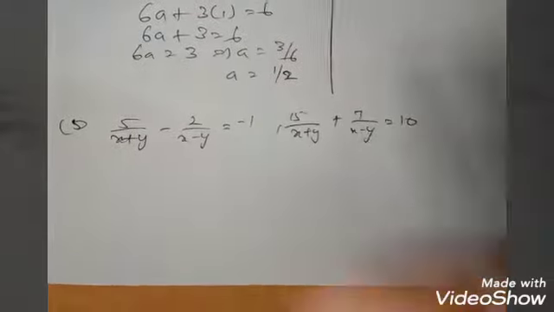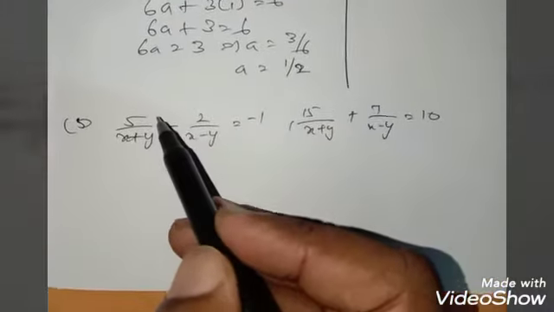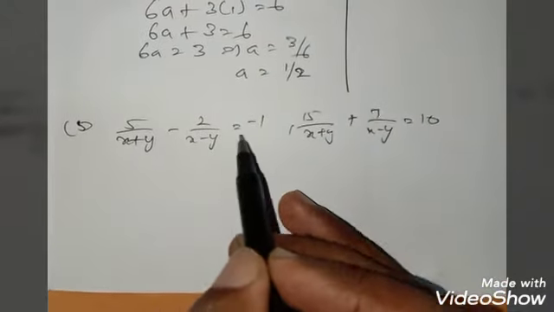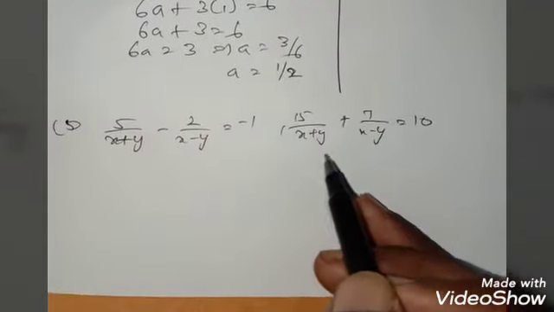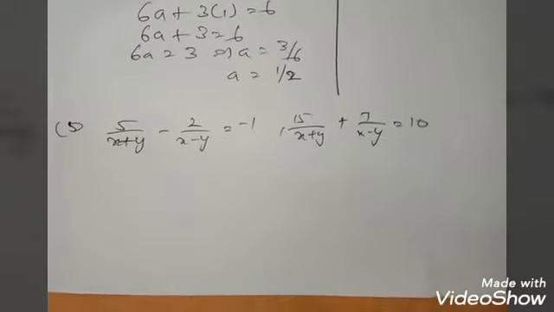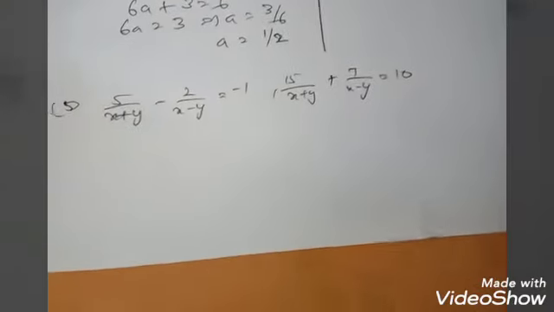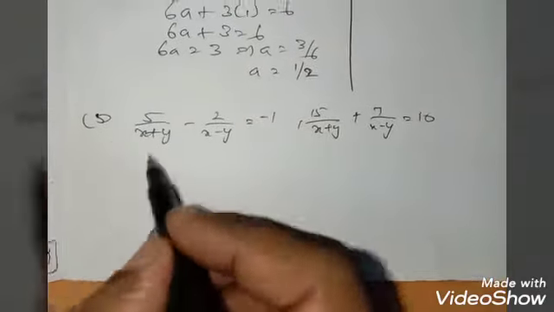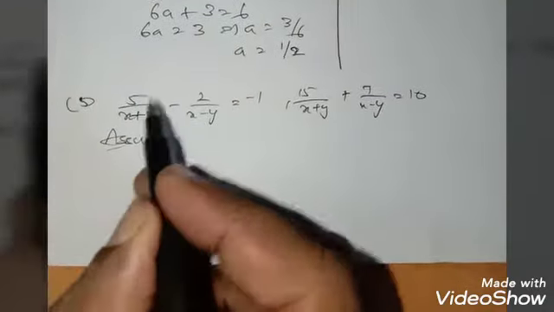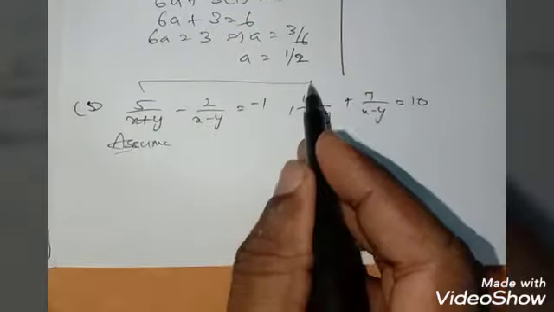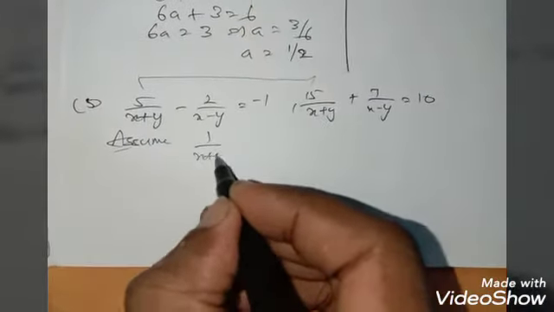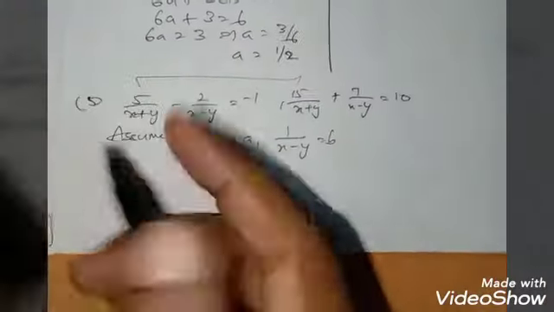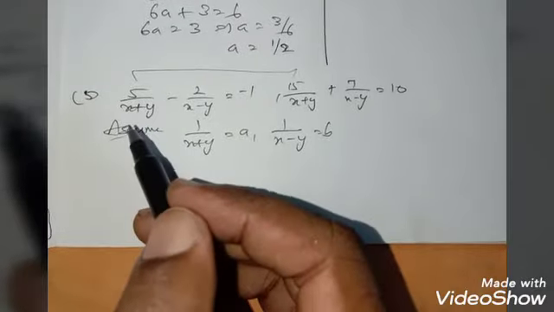Right. Okay, coming to the fifth one. So the fifth question is somewhat different. Here in the first equation itself we have two variables, that is 5 by (x plus y) minus 2 by (x minus y) is equal to minus 1, and 15 by (x plus y) plus 7 by (x minus y) is equal to 10. So after writing this equation, you have to assume that the denominators of both these terms are variables. So I can write 1 by (x plus y) as some a and 1 by (x minus y) as some b, as usual. Same in the previous problems also, we have denoted like this.